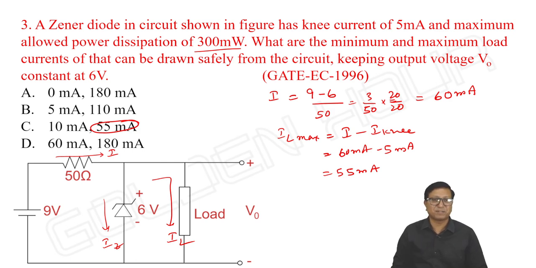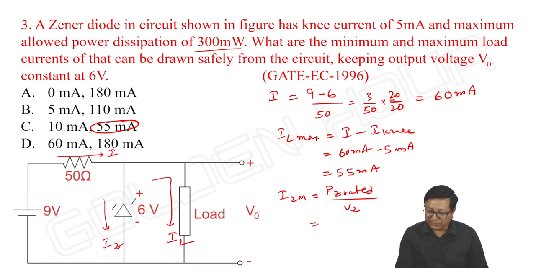In the exam you can stop here. Nothing to worry. Whereas for our self-satisfaction sake, we have to continue. Anyway, IZM, I need to find. IZM is equal to PZ rated by VZ. It is equal to 300 milliwatts by 6 volts. It is 50 milliamperes.